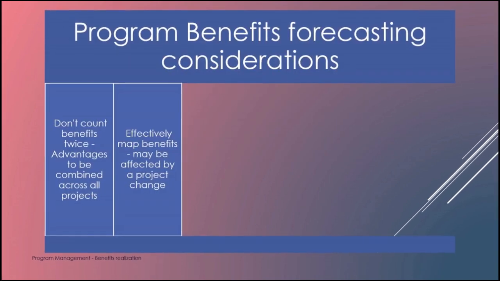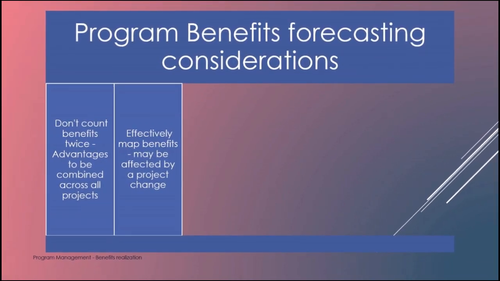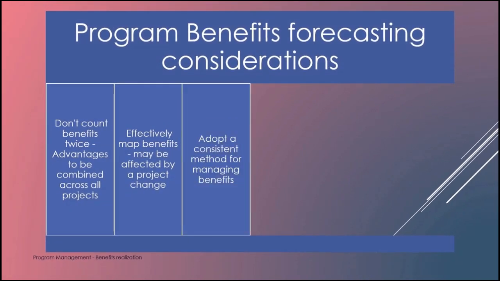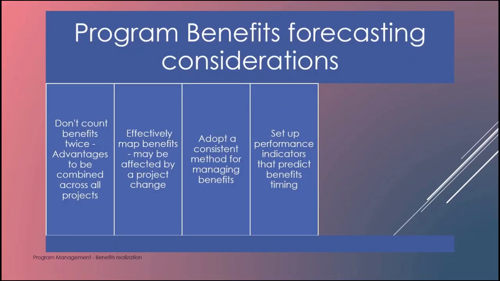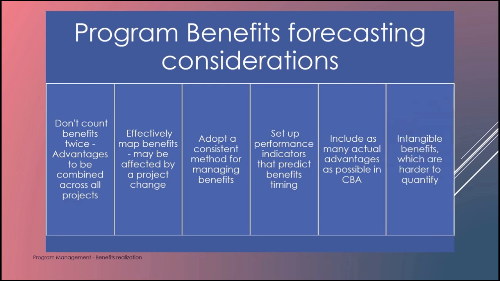2. Effectively map the benefits and examine any project-level modifications. Benefits projections at the program level may be affected by a project change. 3. Adopt a consistent method. Across the program, adopt a consistent method for managing benefits so that they can be measured consistently. 4. Set up performance indicators, ones that can predict when benefits will be distributed. 5. When conducting a cost-benefit analysis, try to include as many actual advantages as possible. Benefit realization forecasting can be impacted by intangible benefits, which are harder to quantify.